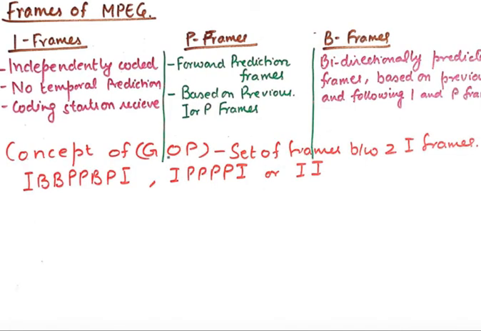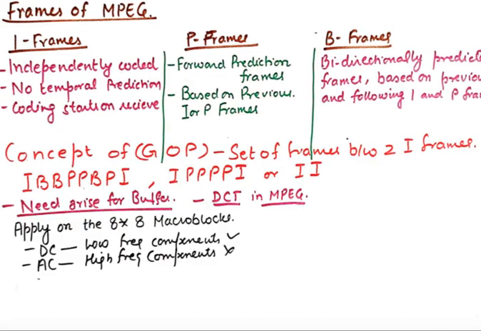And the concept of GOP, which is group of pictures, we have a set of frames between two I frames. So we could have two I frames, and these are independently encoded, and between them we could have B's and P's. So this will be known as one group of pictures because two I's are there at both the ends.